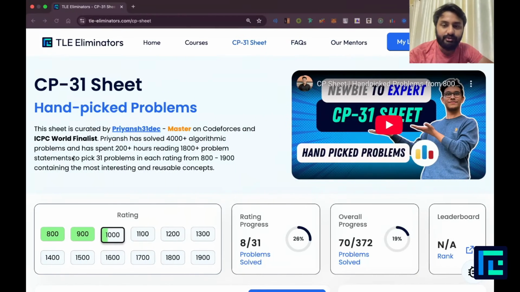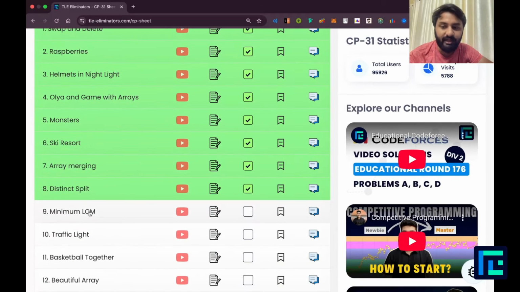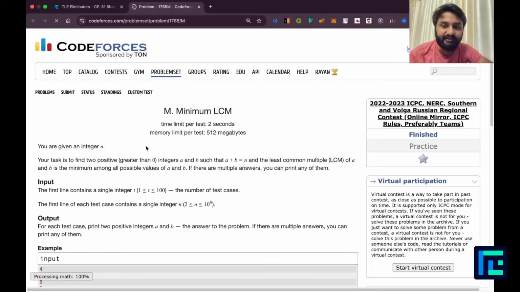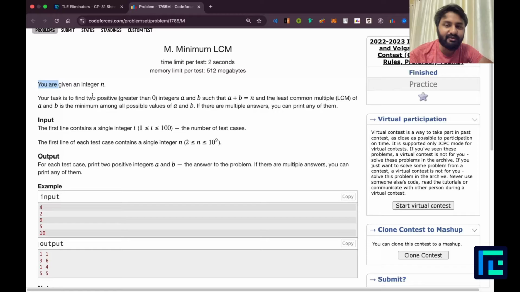Let's go. So moved on to my sheet over here, ticked off 1000 and this is my ninth problem, minimum LCM. Let's read this. Very simple and short problem. You are given an integer n. Your task is to find two positive (greater than 0) integers a and b such that a plus b is equal to n and the least common multiple, that is LCM, of a and b is the minimum among all possible values of a and b. If there are multiple answers, you can print any.